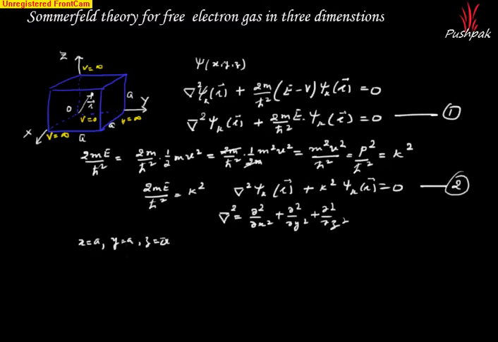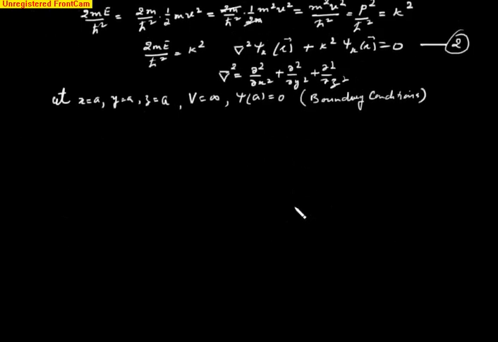then at x is equal to a, y is equal to a and z is equal to a, you can say from this condition, at x equal to a, the potential is infinite. And since potential is infinite, therefore the wave function at this point a will certainly vanish. That means no electron, or electron cannot exist on these boundaries. So that is our boundary condition, we can say. So we will use these boundary conditions to find the exact value of our solution.